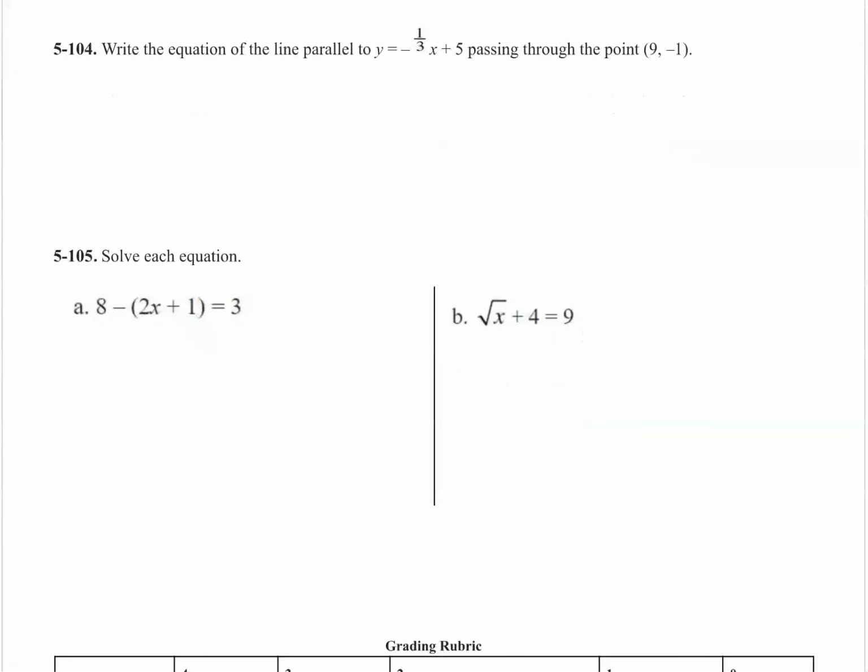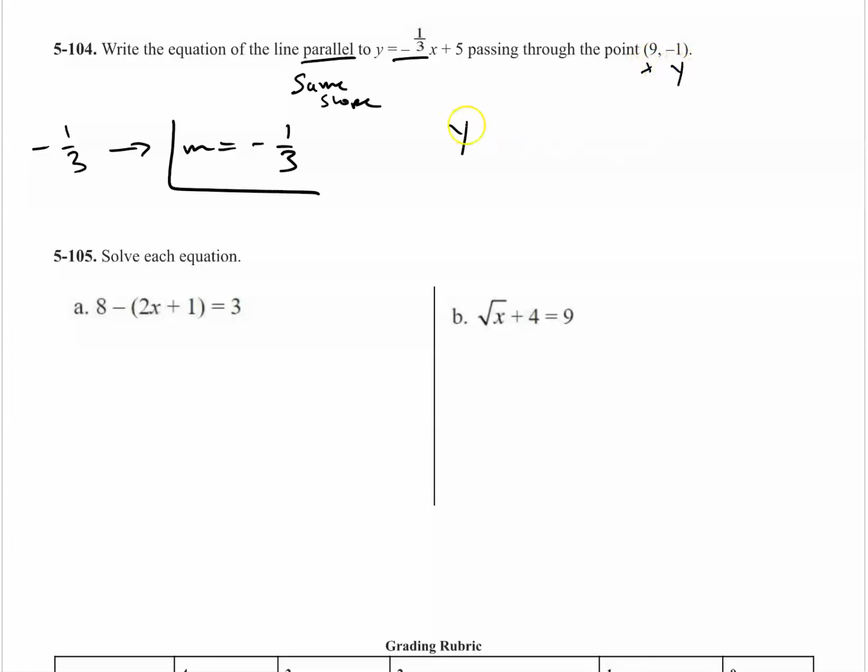5-104. Write the equation of a line parallel to this one, passing through the point given. Okay, parallel means same slope. So we take this slope, -1/3, and then we keep it the same. This is our point. It has an x-coordinate and a y-coordinate, so let's plug everything into y equals mx plus b. Okay, y is -1, equal sign, m is our slope, -1/3, times x. And x in this case is 9, plus sign b.